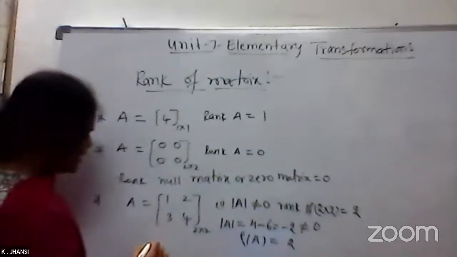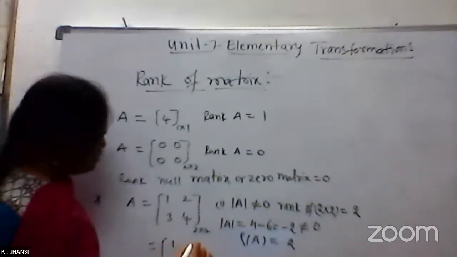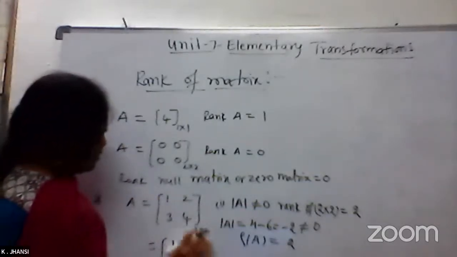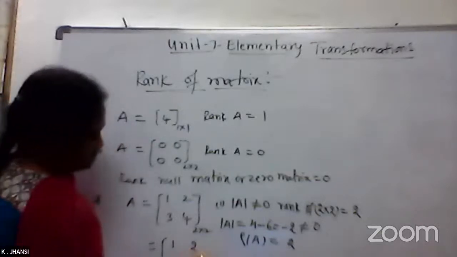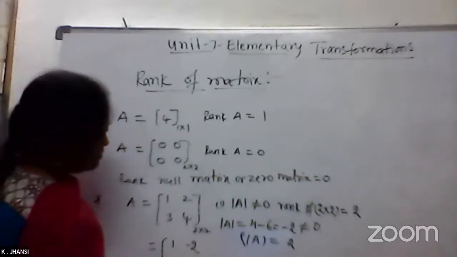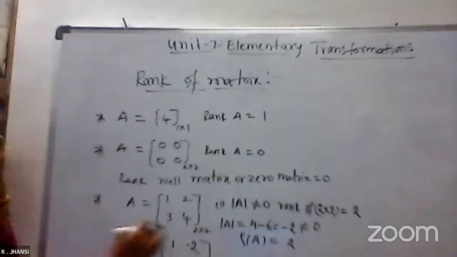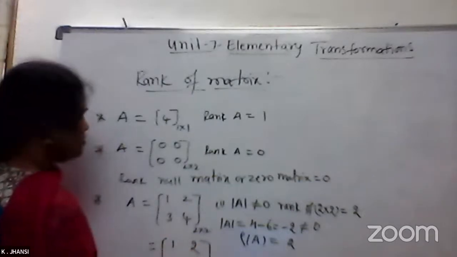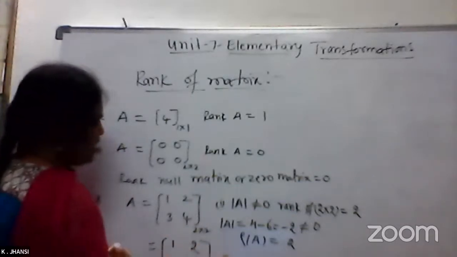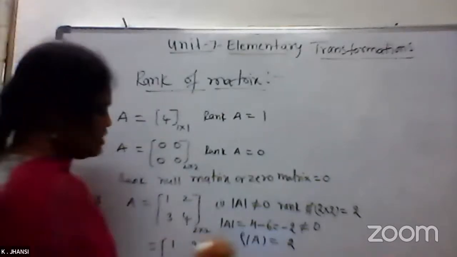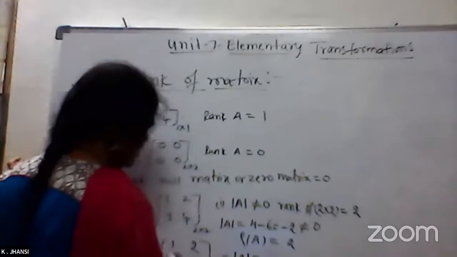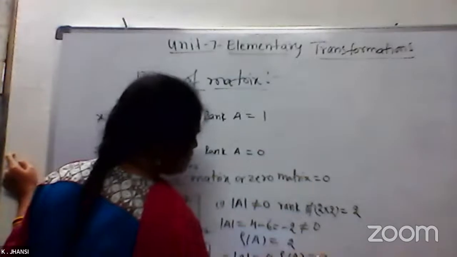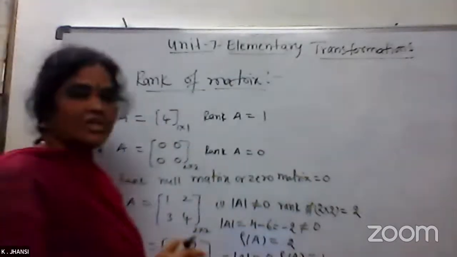If we take another example, 1, 2, and like this you have 1 and minus 2. If you take the same one, you get 2 minus 2, so the determinant of A is equal to 0. Then in this case the rank of A is equal to 1. So you see the conditions.